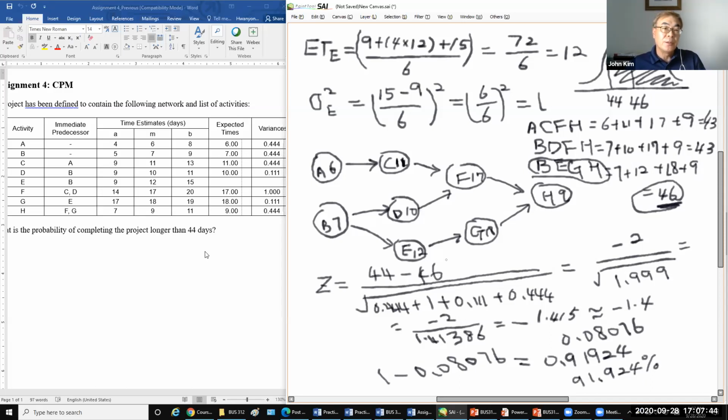By the way, the previous assignment number 4 question file is on Moodle, but the answer is not on Moodle. This is the answer. So when you do the assignment, the answer looks like this. Okay.